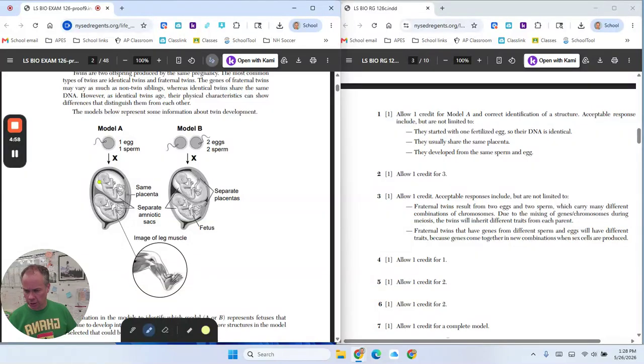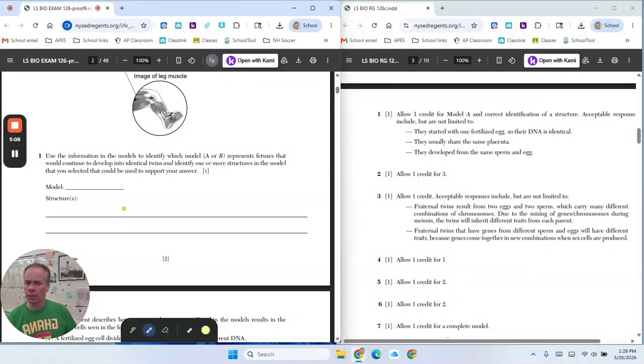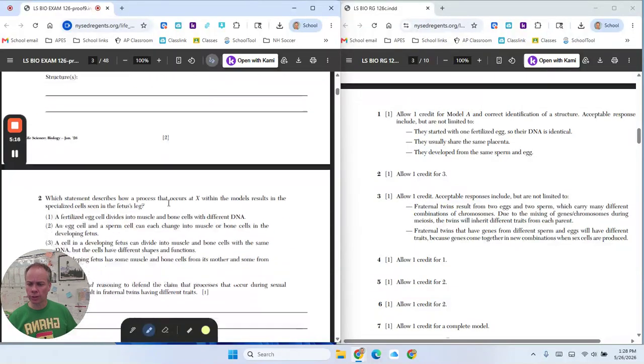We could also say, looking at this part of the model, they share the same placenta. That's evidence that they would be identical twins. So any of those answers would be considered correct. So if you're grading yourself and you got model A and you gave appropriate evidence, give yourself +1 here in the margin. That's the first question of this cluster.